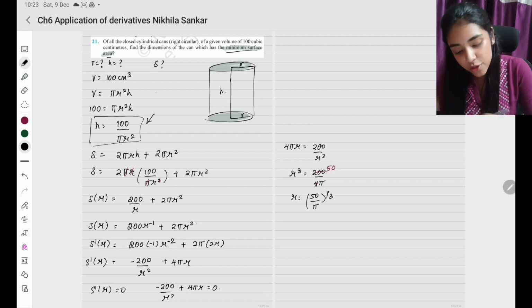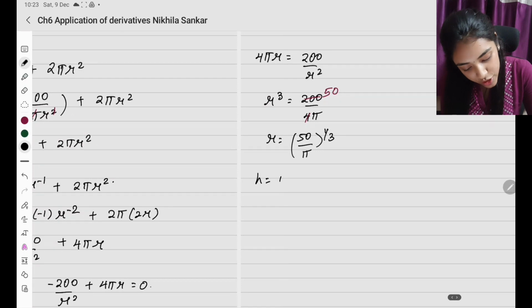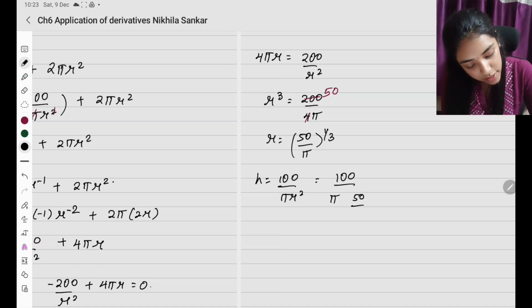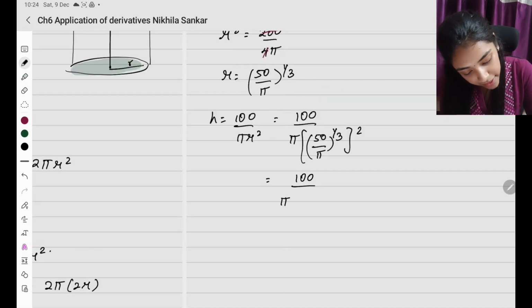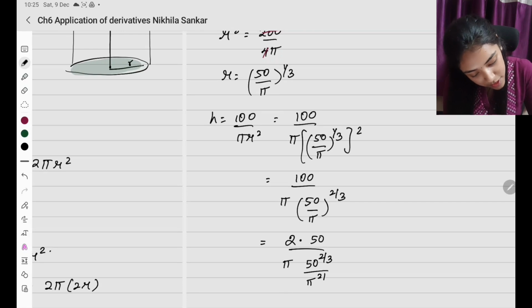Now for height, I have to substitute in this equation. So h equals 100 by pi r square. When I substitute, I have 100 divided by pi times r, which is 50 by pi to the 1 by 3, the whole square. By this, I have 100 divided by pi times 50 divided by pi the whole power 2 divided by 3. You can write 100 as 2 times 50, divided by, I have a pi, I have 50 to the 2 divided by 3, divided by pi to the 2 divided by 3.